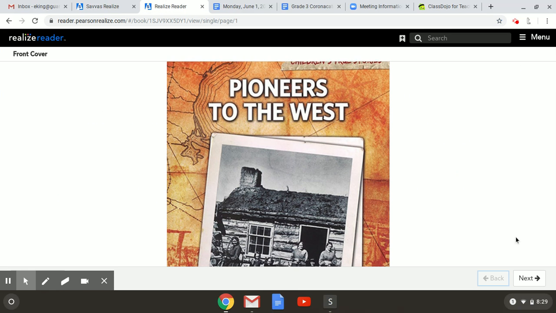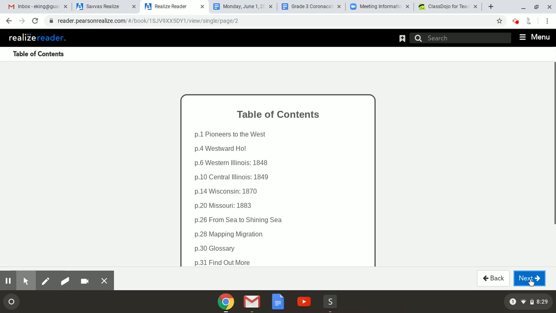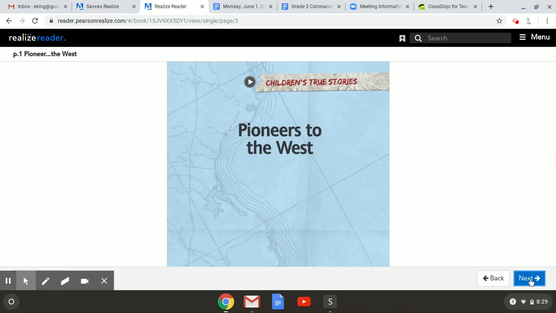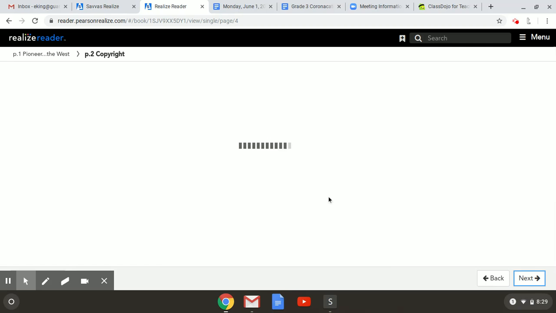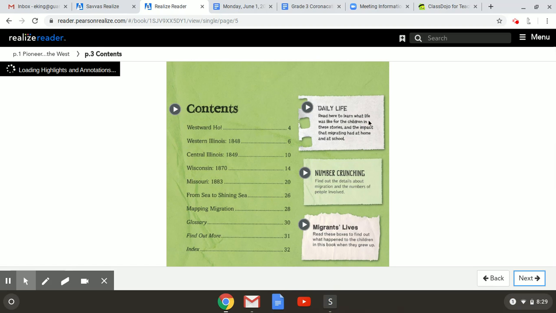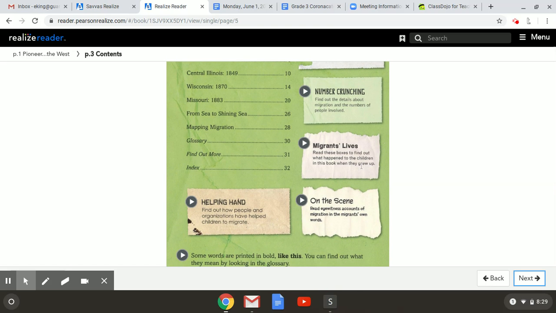Here's the front cover of our book, Pioneers to the West. These are some pioneer people or some settlers. So as we can see here, right on our contents page, you see the different types of paper that we're talking about here. This one it's ripped out by the spirals. This one's like greenish and you can tell it's old paper. This one looks like it's torn and it's white. This one's sort of off-white and it's more torn. And then this one looks like it's sort of stained.